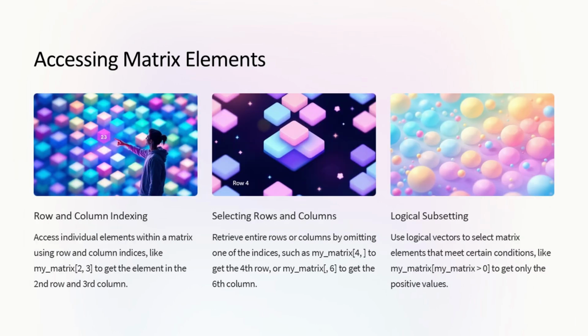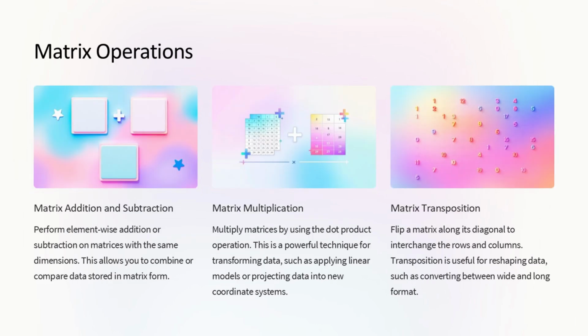The slide covers how to access individual elements within a matrix using row and column indices. For example, you can get the element in the second row and third column by using my_matrix[2, 3]. You can also retrieve entire rows or columns by omitting one of the indices, my_matrix[4, ] to get the fourth row, or my_matrix[, 6] to get the sixth column. Finally, you can use logical vectors to select matrix elements that meet certain conditions, like my_matrix[my_matrix > 0], to get only the positive values.